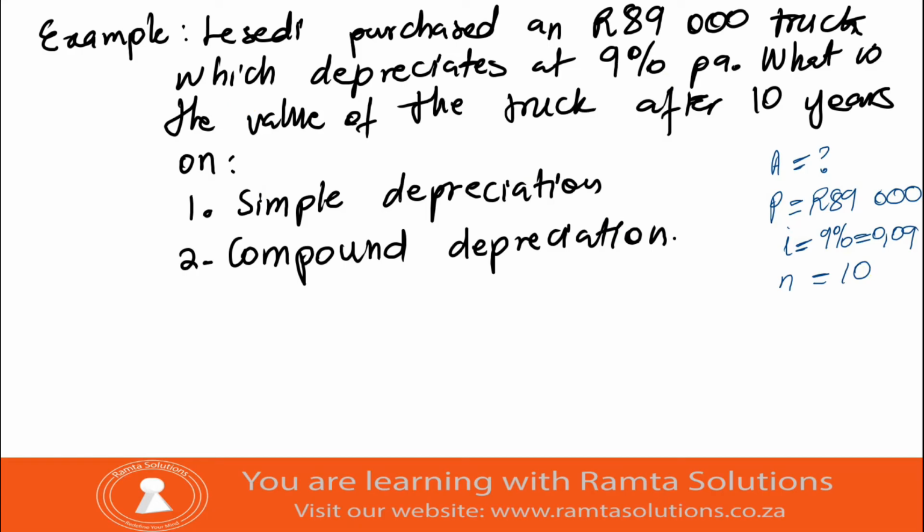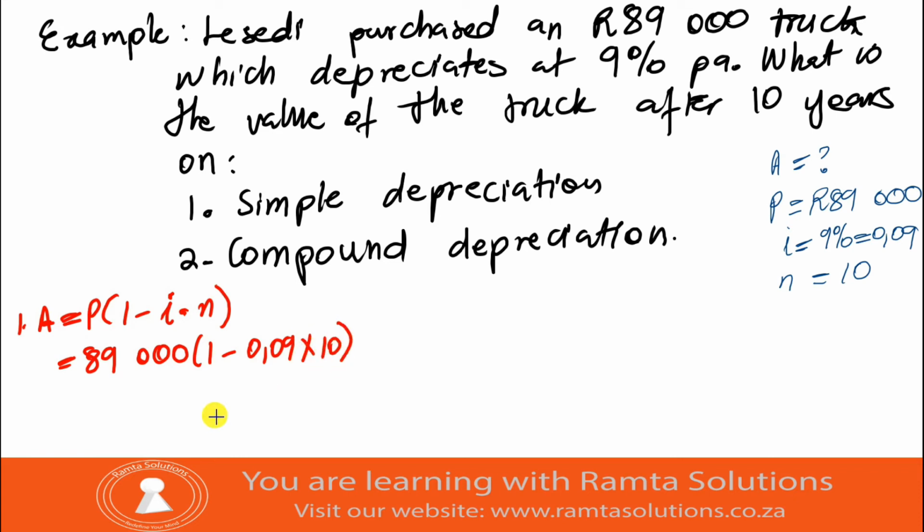To answer the question, for number one, we have A equals P into 1 minus I times N. What is P? It's 89,000 rand, 1 minus 0.09 times 10. Press your calculator and let's see what we have. 89,000 into 1 minus 0.09 times 10. What is your answer? After 10 years, this truck is 8,900 rand.